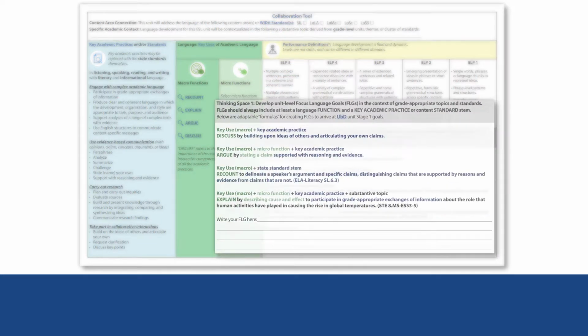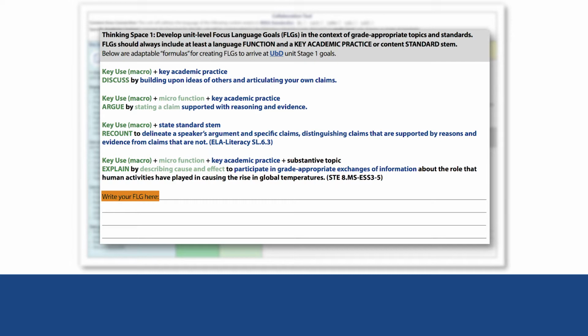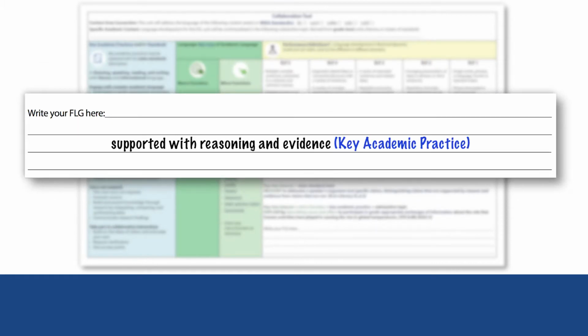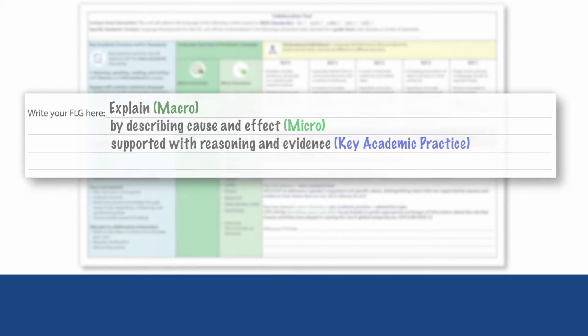The teachers have now identified all key components of an FLG: key academic practices, the macro language function of explain, and the microfunctions of cause and effect students will use to explain. And they can now draft a focus language goal for the ESL unit. But here's an important thing to keep in mind. The UBD design process is iterative, so the FLGs are a work in progress as you build stages 1 to 3 of a unit. So, FLGs will probably be refined as you progress.